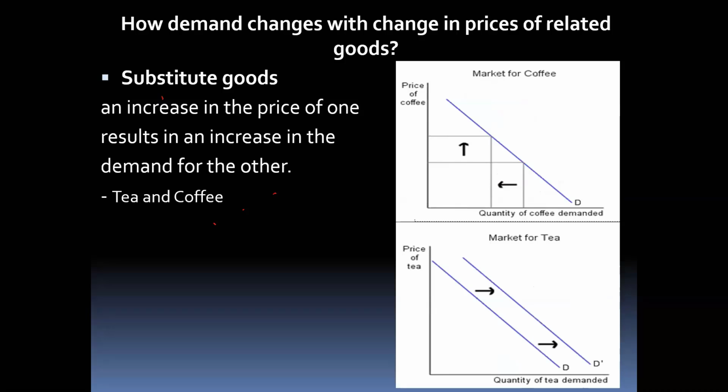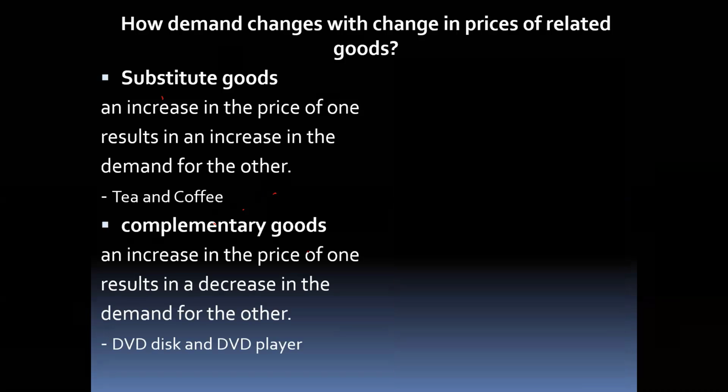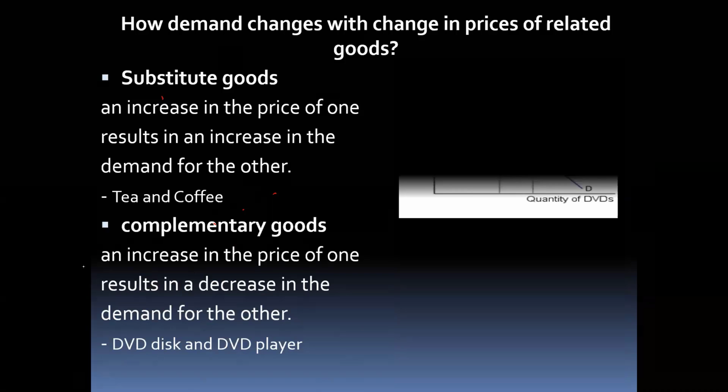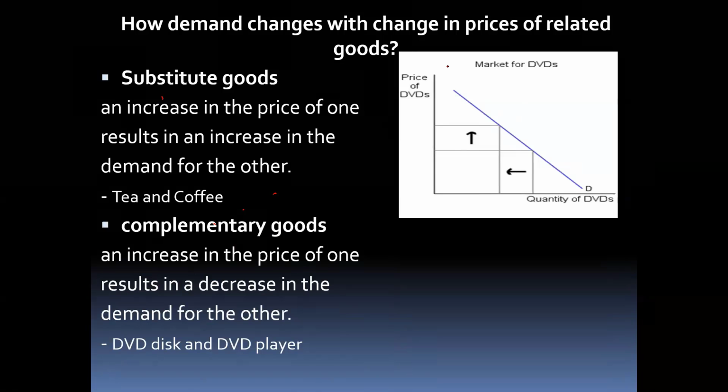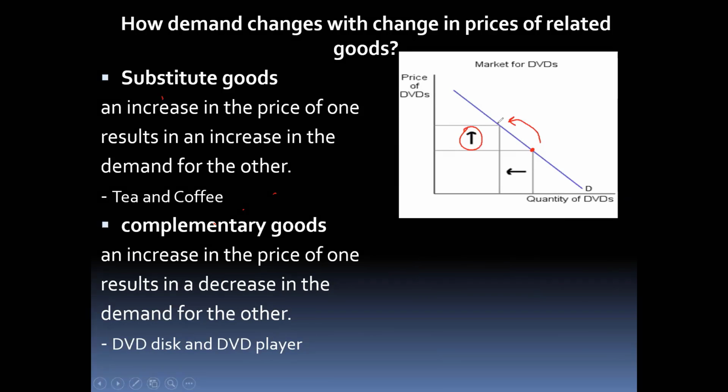Okay, so next point is complementary goods. An increase in price of one results in decrease in demand for other because they are purchased together. So if one is expensive, the demand for other will also decrease, like DVD disc and DVD player. For example, let's see here that there's an increase in price for DVDs. So what is happening? Quantity demanded has changed from this point to this point.